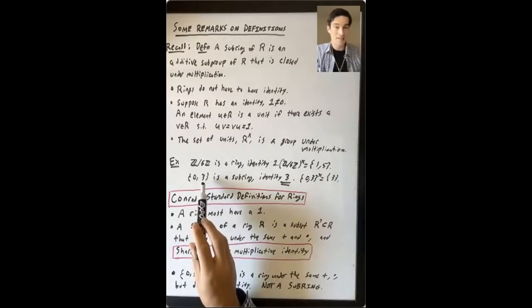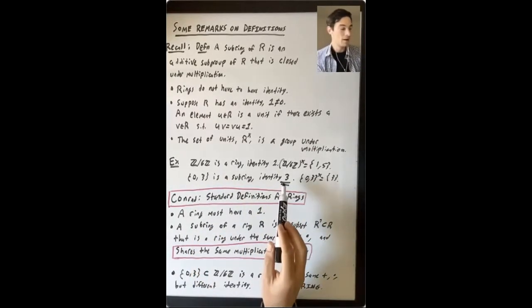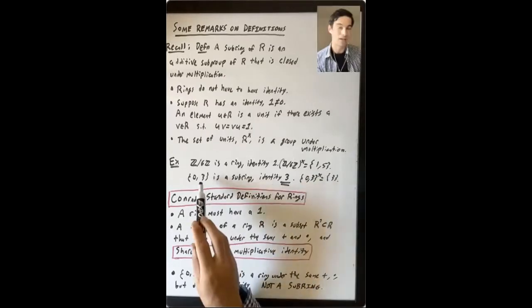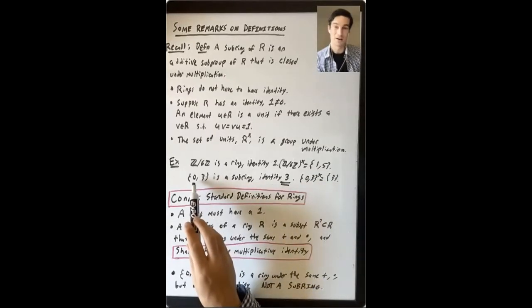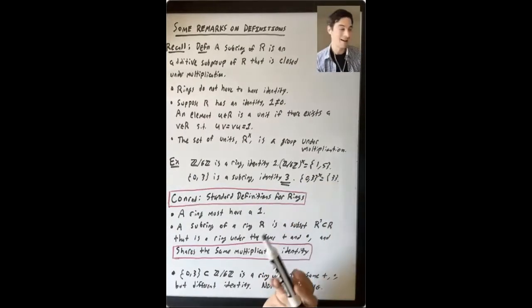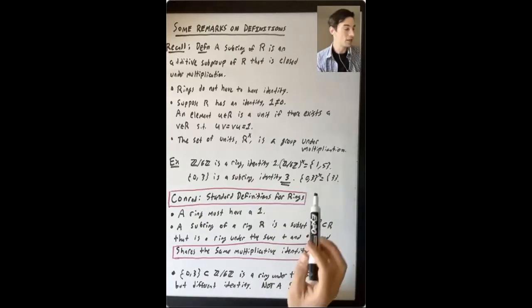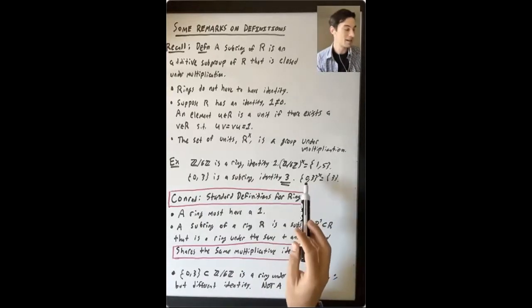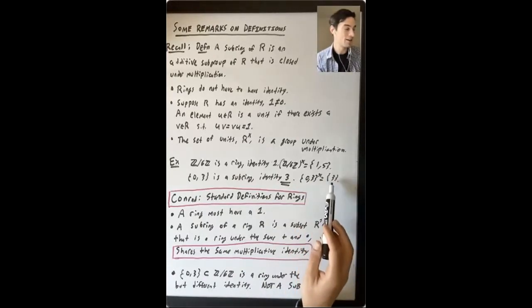And it also has an identity, 3. 3 times 3 is 3. 3 times 0 is 0. So it satisfies what it needs to be the identity of this ring of 2 elements. And the units in this set are just the single non-zero element 3.